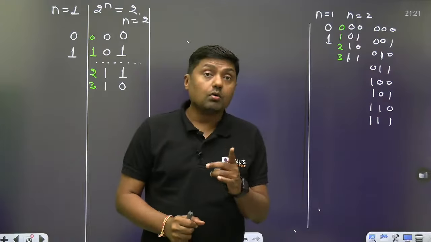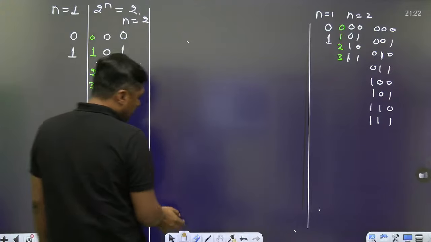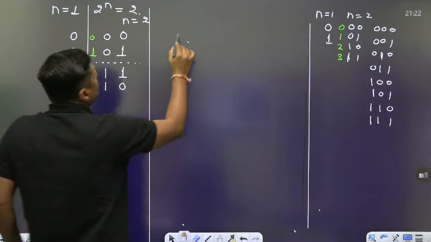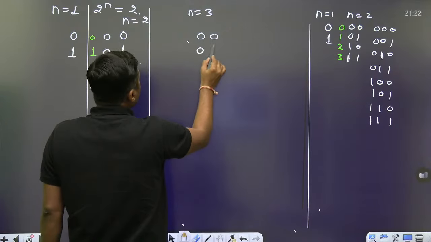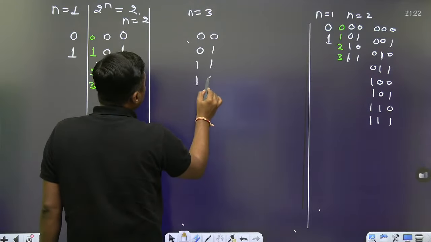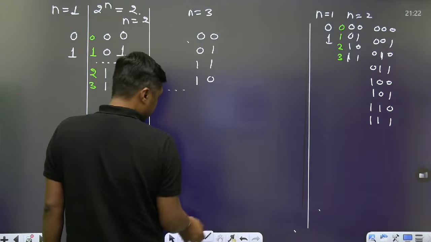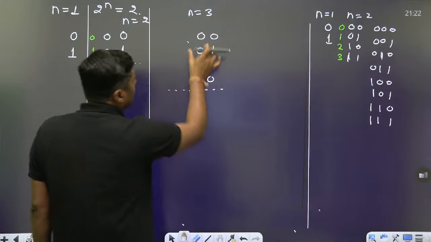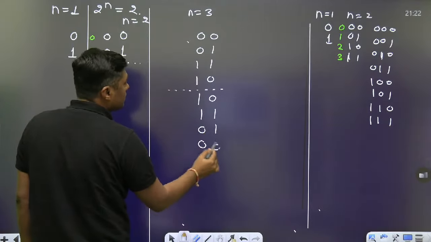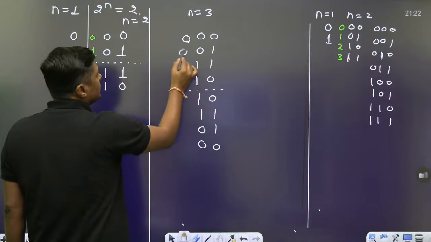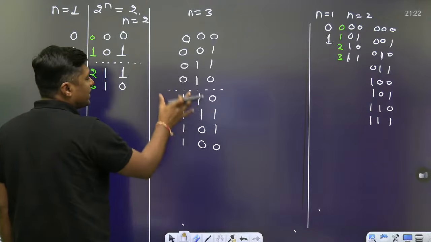Is it clear? Now, if you want to write in 3 bits, 3 bits means a total of 8 combinations. Then you have to write the same code. N is equal to 3. Then 0 0, 0 1, 1 1, 1 0. First of all, write all this. Then reflection: 1 0, 1 1, 0 1, 0 0. Now put 0 in front of the first four and 1 in front of the reflected four. And that's why it is called reflected code.